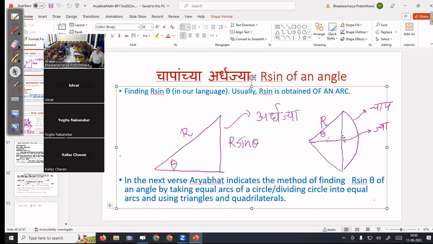That I will tell again. If you take 360 degrees, then each degree is 60 minutes. Each degree is equal to 60 minutes. So, if you multiply 360 and 60, you get 21600. 21600 is the number of minutes.